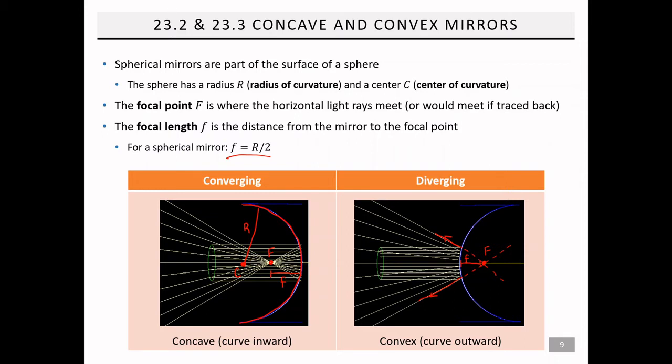You can actually fit flat mirrors in with this concept of spherical mirror as well, if you consider a flat mirror to be part of a sphere that has an infinite radius, in which case the focal length of the mirror would also be infinite. But this is probably not too important to know.